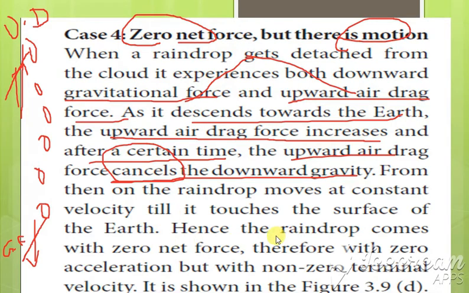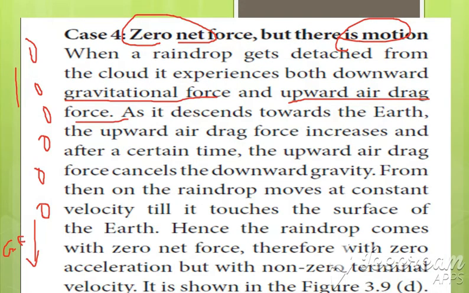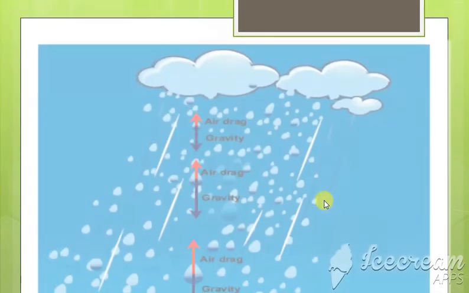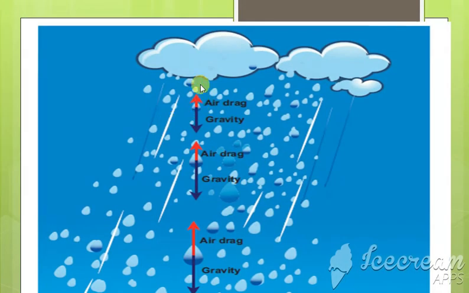Hence the raindrops come with a zero net force, they come down without any net force. So that is the example for zero net force but there is a motion. Clear with this example? Yes, so we are also given a diagram here. This is the diagram, the upward air drag and downward gravity. As it moves on, the air drag increases and so it cancels.